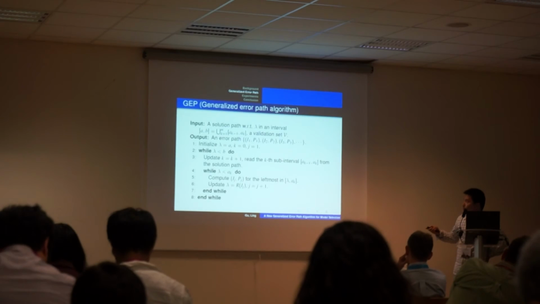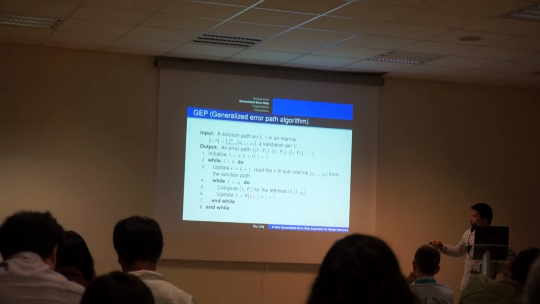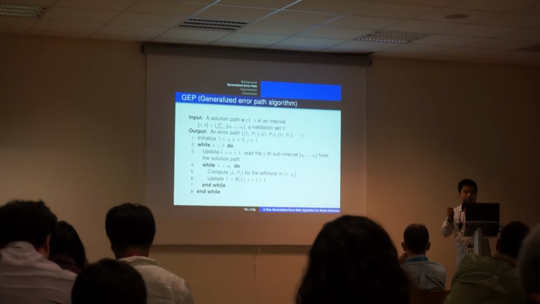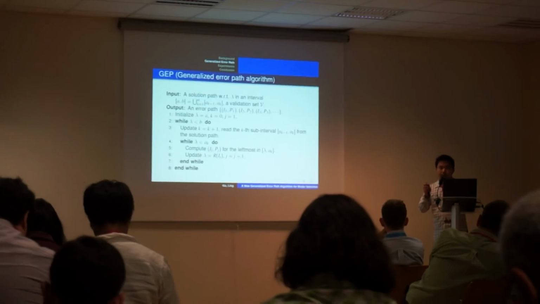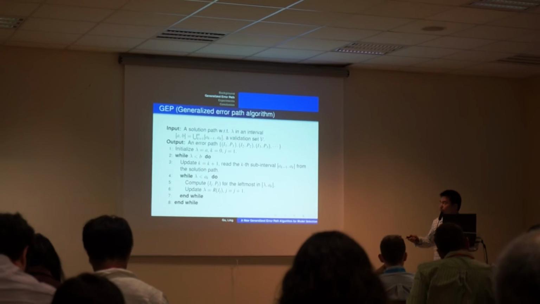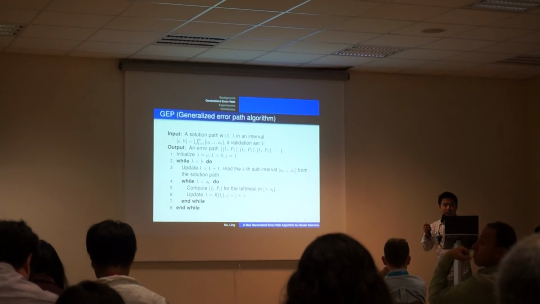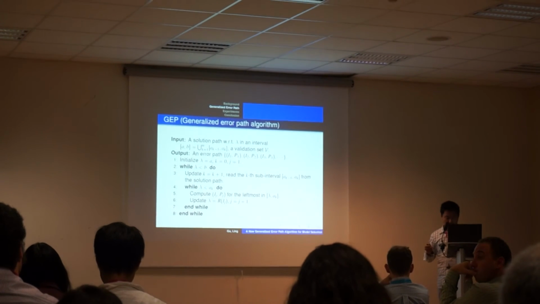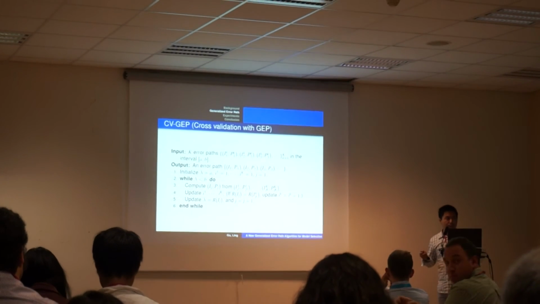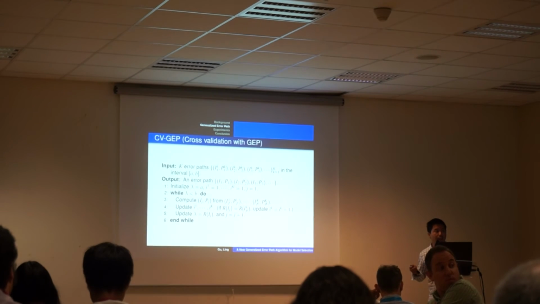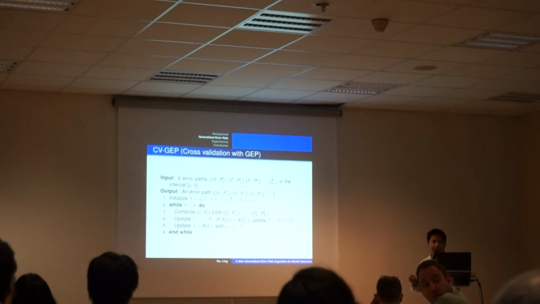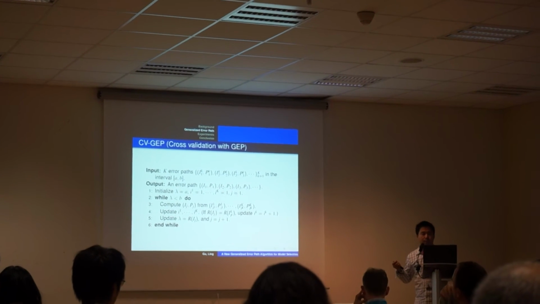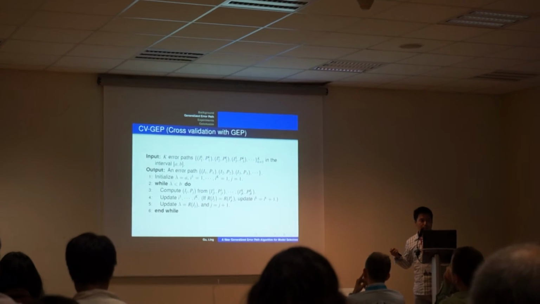In this algorithm, first there is an inner loop to compute the error path for the sub-interval based on the piecewise linearity of the model function, and finally we repeat this procedure on all intervals to give the error path on the whole region. We can also compute the cross-validation error, which is just the average of the k error paths. So it can be implemented by a simple merge procedure.